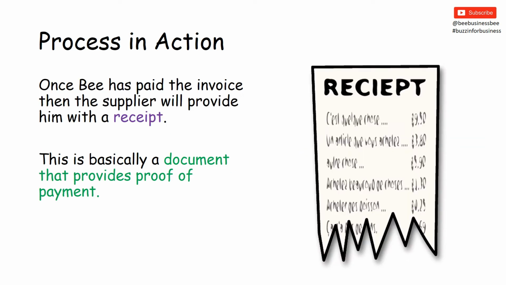Now of course once B has actually had the invoice and chosen to pay the invoice, the supplier will give B a receipt. And just like you see in the shop, a receipt is basically proof that you actually made that payment. It could be used in the future of course to help you if you had any claims because something was faulty, for example. However, it's a good financial document for your records to show how much you paid.